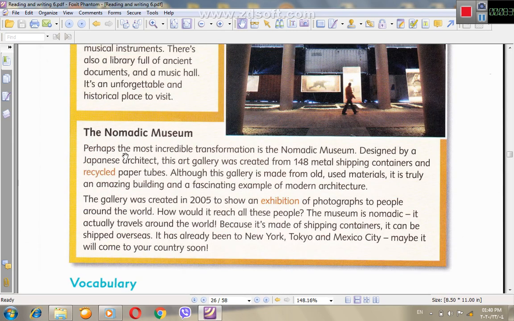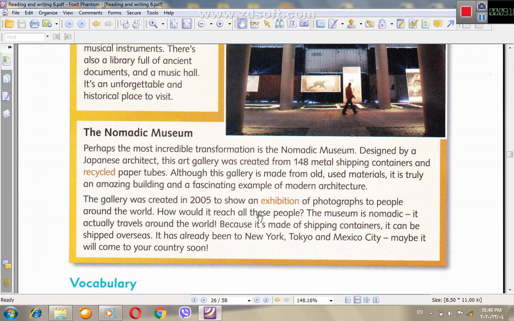The Nomadic Museum. Perhaps the most incredible transformation is the Nomadic Museum. Designed by a Japanese architect, this art gallery was created from 148 metal shipping containers and recycled paper tubes. Although this gallery is made from old, used materials, it is truly an amazing building and a fascinating example of modern architecture. The gallery was created in 2005 to show an exhibition of photographs to people around the world.